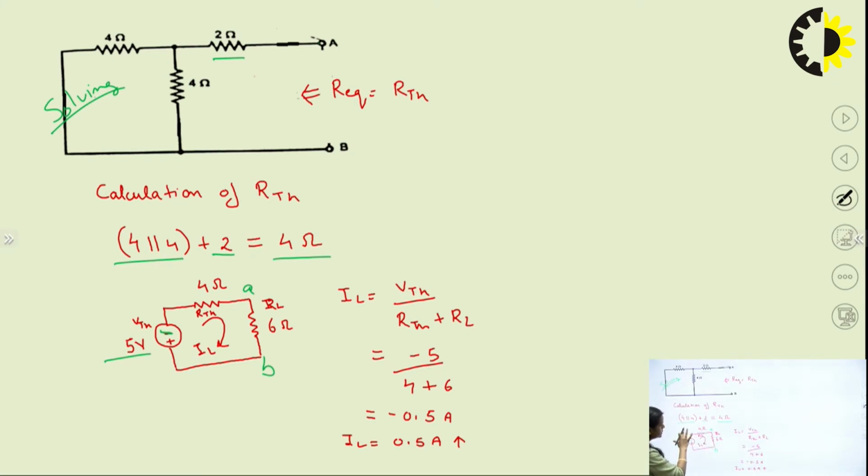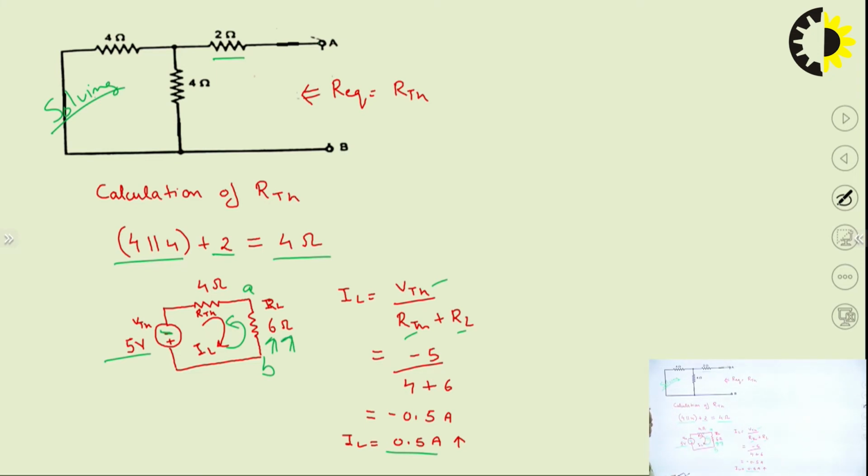So after making this circuit, you will find the value of IL, and this will be coming 0.5 ampere. After putting the value of VTH, RTH and RL, the value of IL will be 0.5 ampere and the direction will be upward. It means the current is not flowing in clockwise direction, it is flowing in anti-clockwise direction, right? From circuit also you can see the current will flow from positive to negative. So current is flowing anti-clockwise. So in this resistance 6 ohm, it will be upward, right?